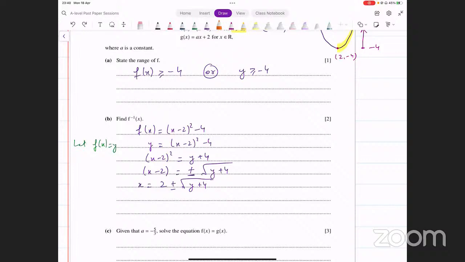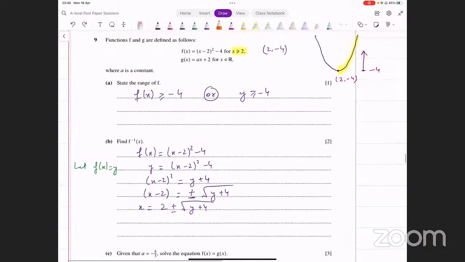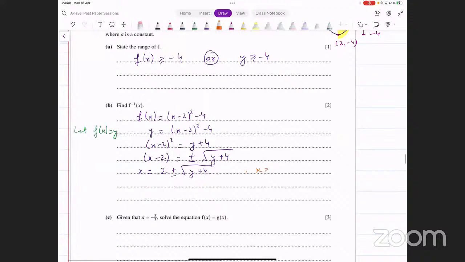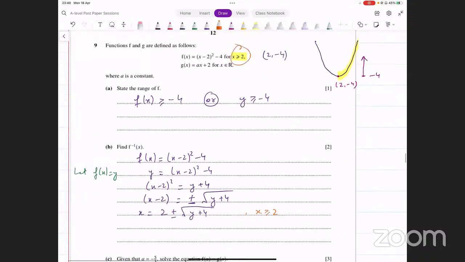ठीक है, इसमें से प्लस चूज करना है माइनस करना है. अब ये कैसे करते हैं? हम देखते हैं डोमेन का गिवन थी. उसने आपको बताया हुआ है कि x is greater than or equal to 2. That's what the domain is.